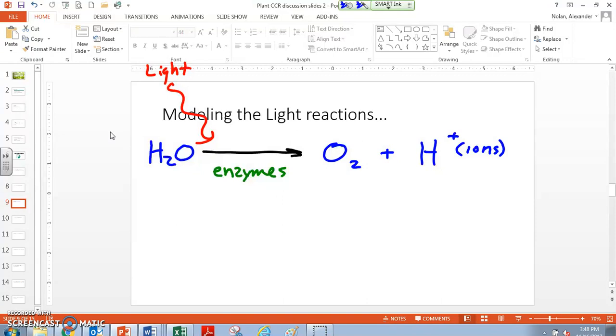And if we really wanted to sit down and balance this, we would say, well, we're going to need 2 waters, and that means that we're going to produce 1 oxygen gas and 4 hydrogen. So if we really wanted that balance, that's what we would do.